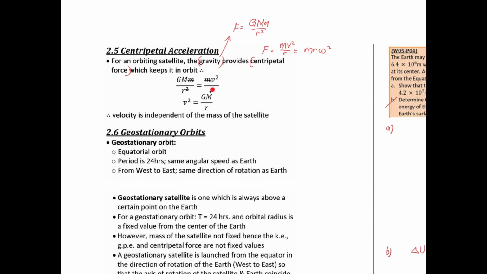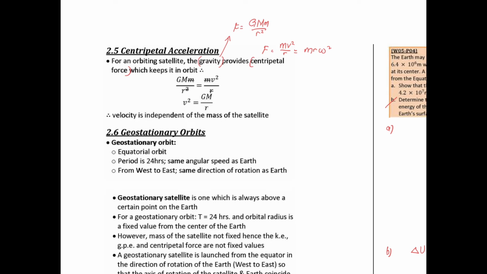When we equate them, what we can do after that is simplify it. For example, we can cancel the m on both sides. We can cancel one of the r on both sides as well. So we end up with v square equal to GM over r. V square equal to GM over r. So what is meant by the v here?